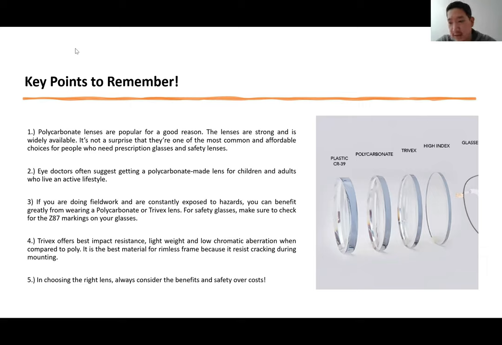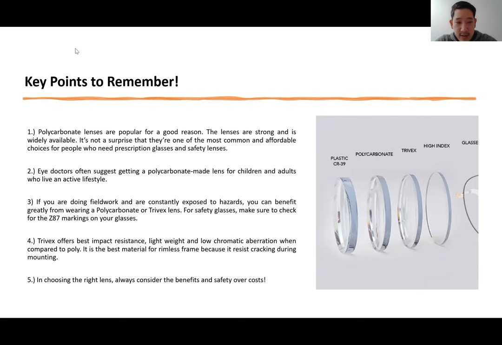For safety glasses, what we need to make sure of is to check for the Z87 markings on your glasses, right? That will give you the confirmation that your glasses are indeed for safety, because they passed all those safety tests that, according to Z87.1, are needed for safety glasses. Trivex offers the best impact resistance, is lightweight, and has low chromatic aberration when compared to polycarbonate lens. It is the best material for rimless frames because it resists cracking during mounting.